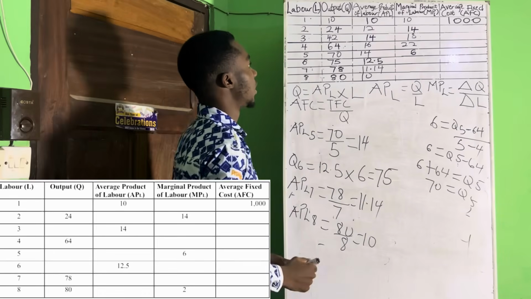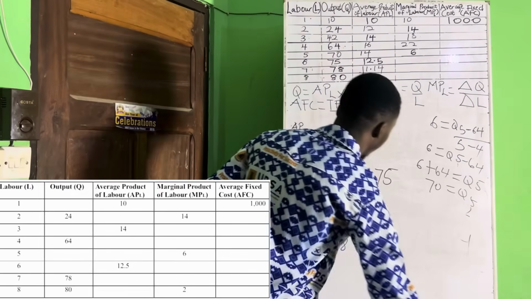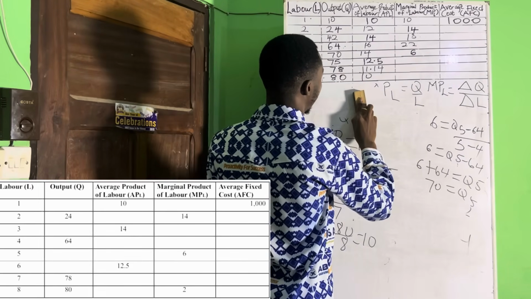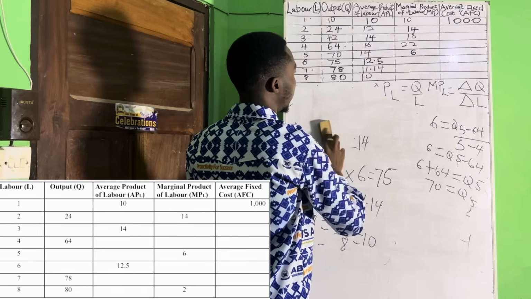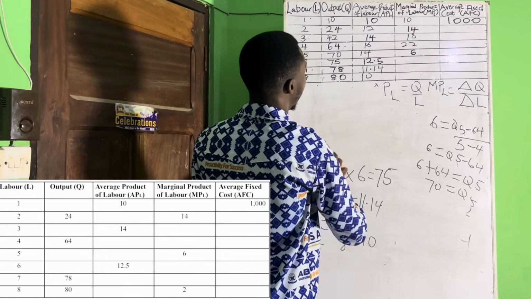So now let's finish up the values for the marginal product of labor. So let me clean the board so that we continue. Oh, I mistakenly cleaned the formula.